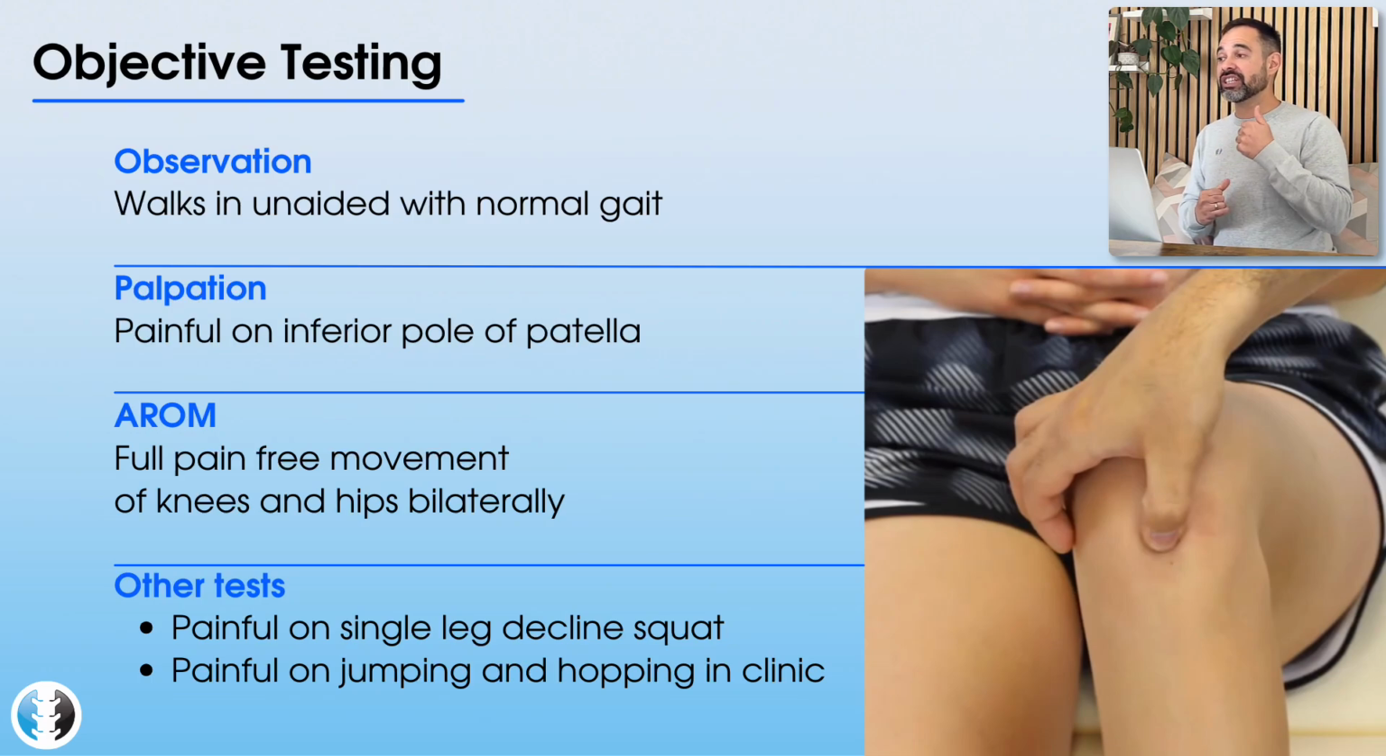The first was a single leg decline squat. So on one leg, facing the floor at a downward angle, that seems to irritate their symptoms. And also, when we did repeated jumping or hopping on that leg in clinic, it seemed to aggravate their symptoms, both with hopping on the spot, but also trying to do a long distance hop test. How far can you hop forwards? That also seemed to bring on the patient's pain, and they had reduced length and distance on their hop on their affected side compared to the unaffected side. So those are some of the key points from the patient's subjective and objective assessment.